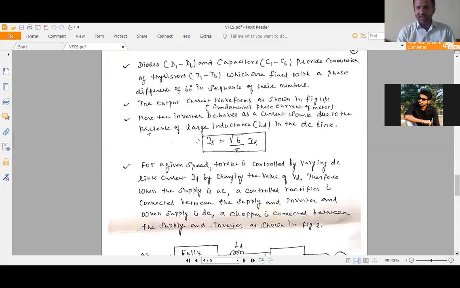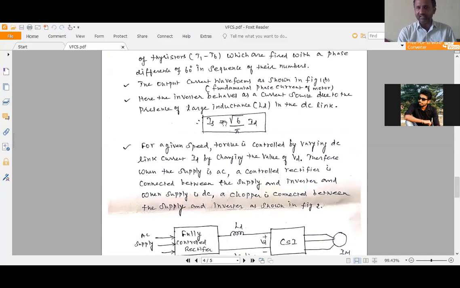So due to the presence of large inductance in the DC link, the value of IS can be written in terms of IM, as I already told. In the previous topic, we discussed IM square, which is equal to IS square into some value, and we denoted that as equation number 3. The value of IS is equal to root 6 divided by pi into ID. ID is the current flowing through the VD.